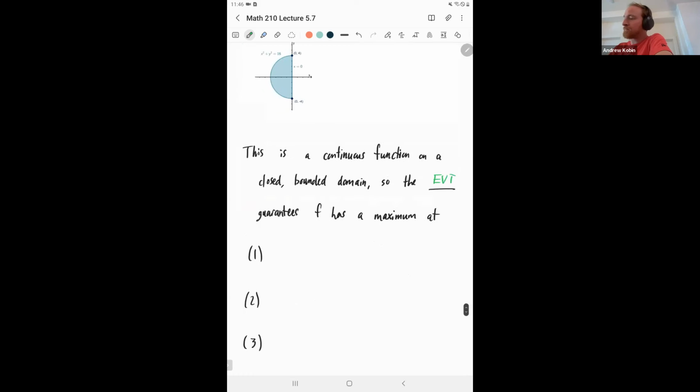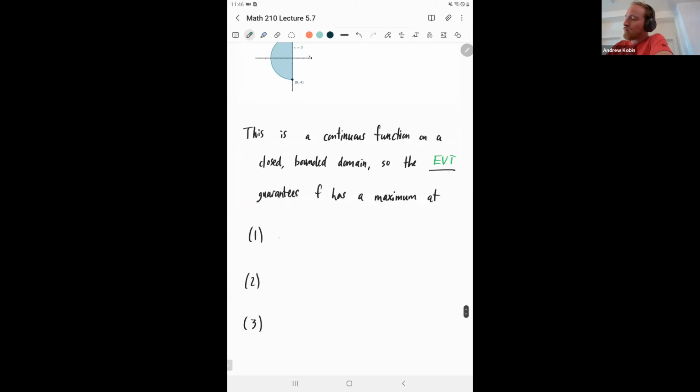And more specifically, f has a maximum at a critical point on the interior of D. And to find those, we just need to look at the gradient of f itself and find points where the gradient vector is 0. Those will be critical points of the function or possible max or min values. And it could also occur somewhere on the boundary.